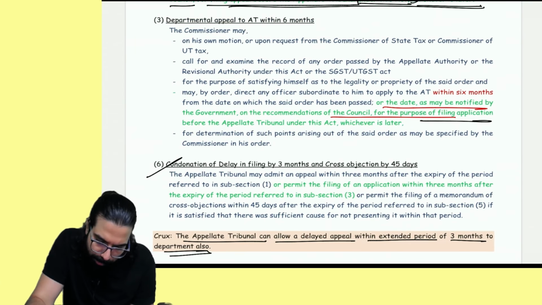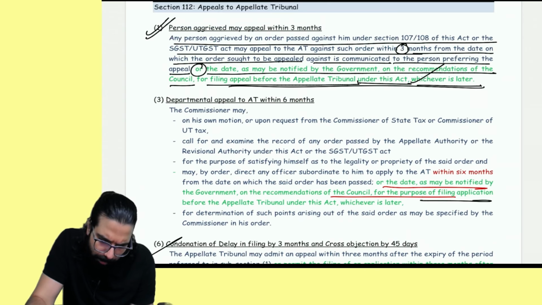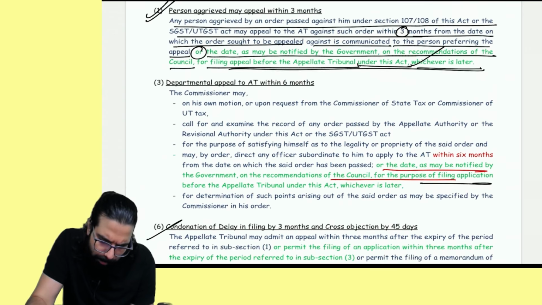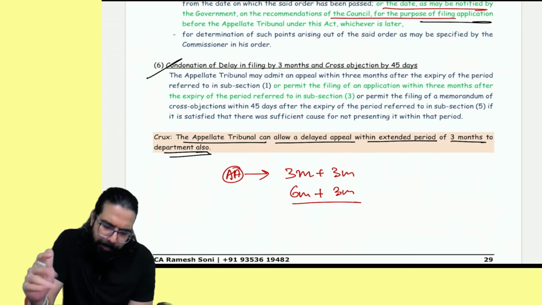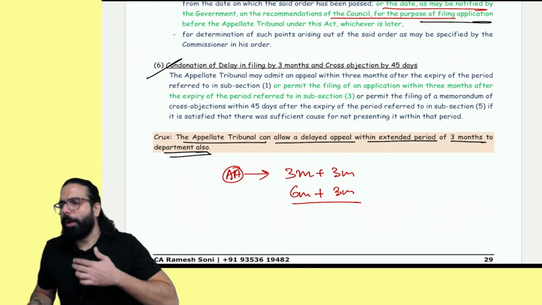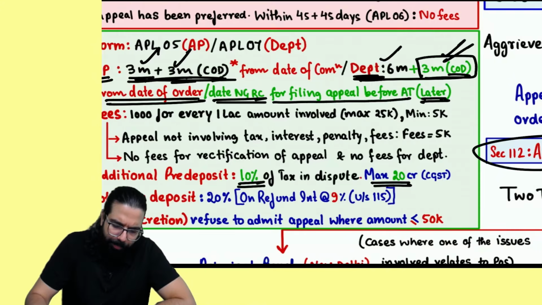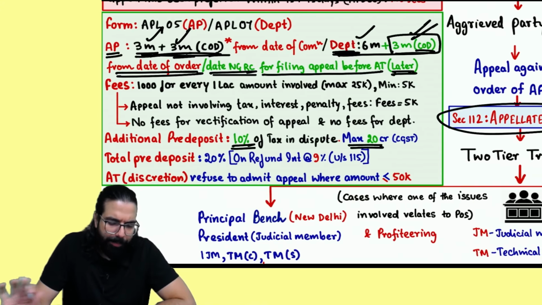Anything else? Just give me a second. I hope this point is clear. Yes, sir, this point is clear. That's all has been told over here.